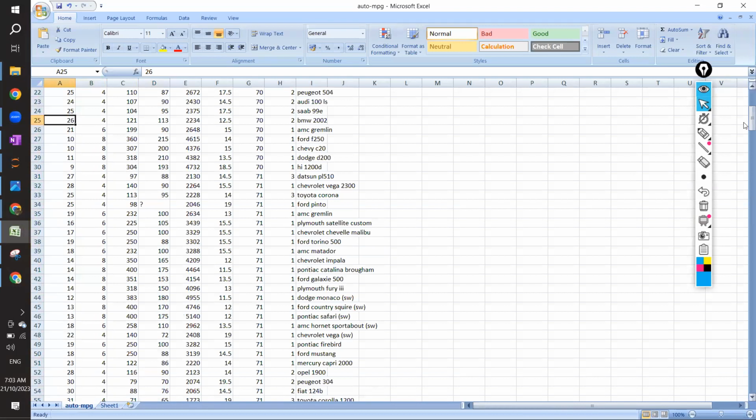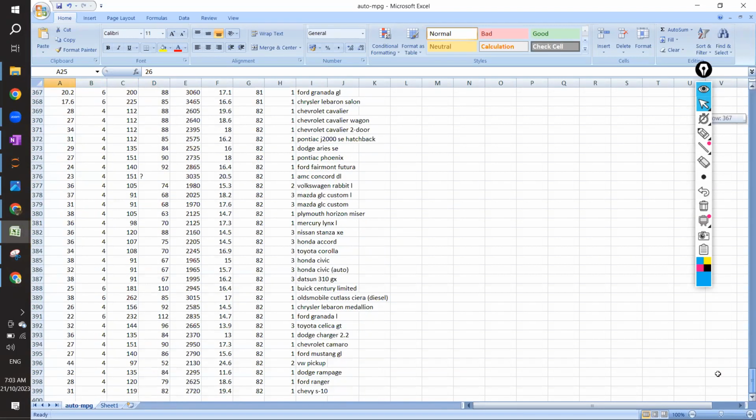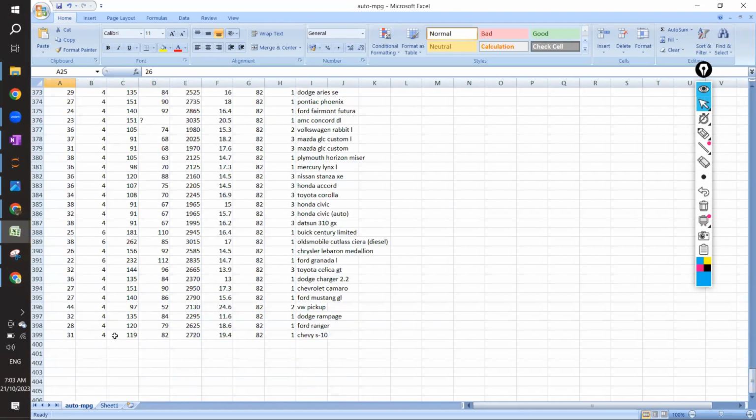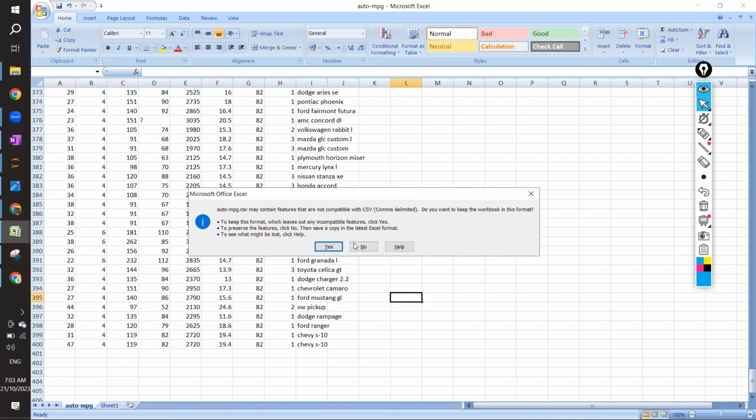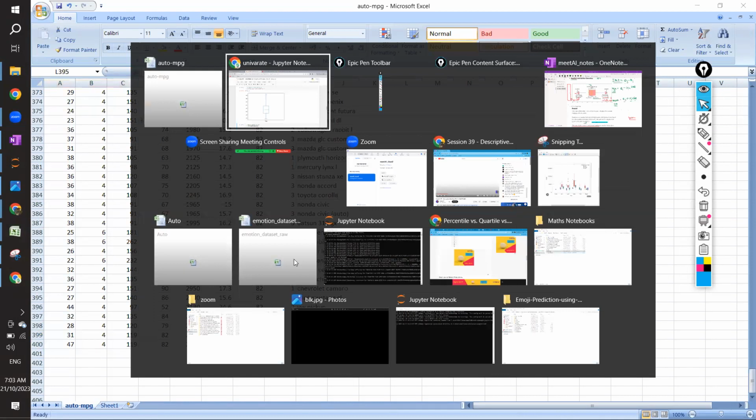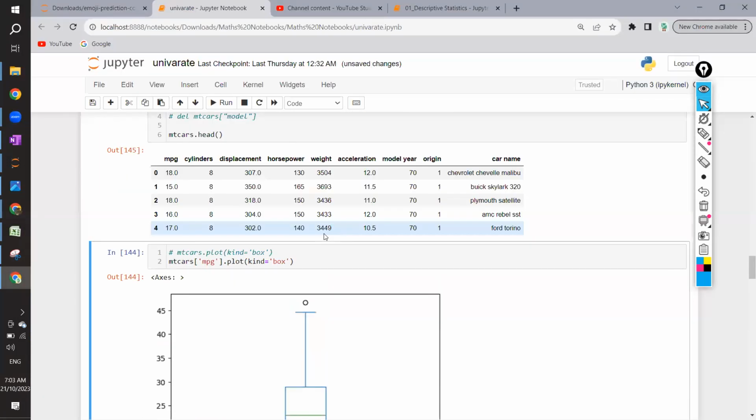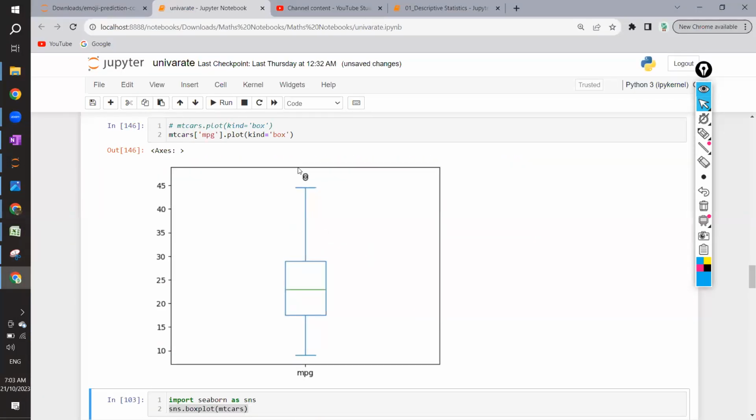I will add one more value. I'll repeat all these values, but I will add, let me say, 47 also. If I save it, and then load it and plot it, can you see two dots here now? Yes. So you got two outliers.